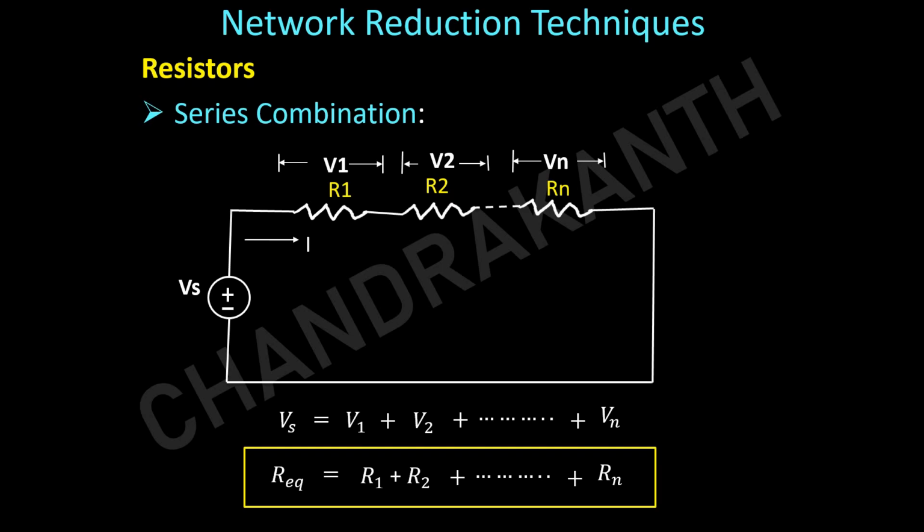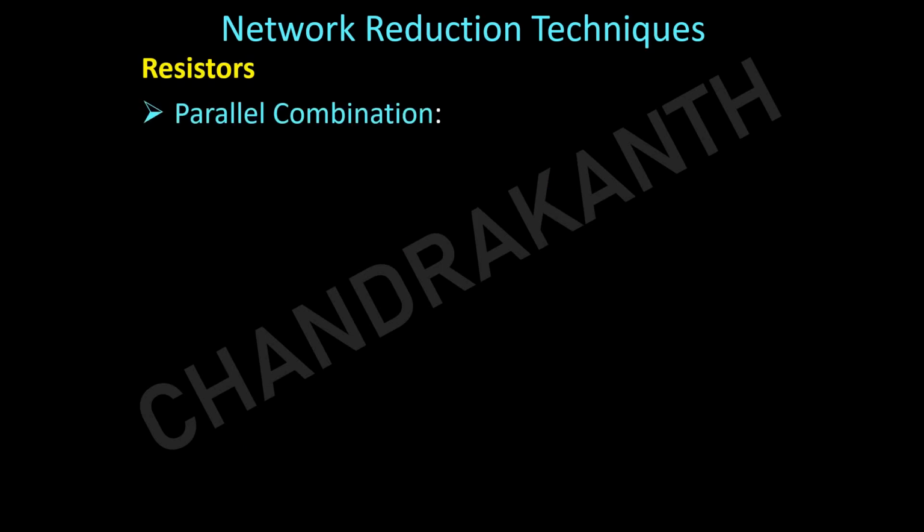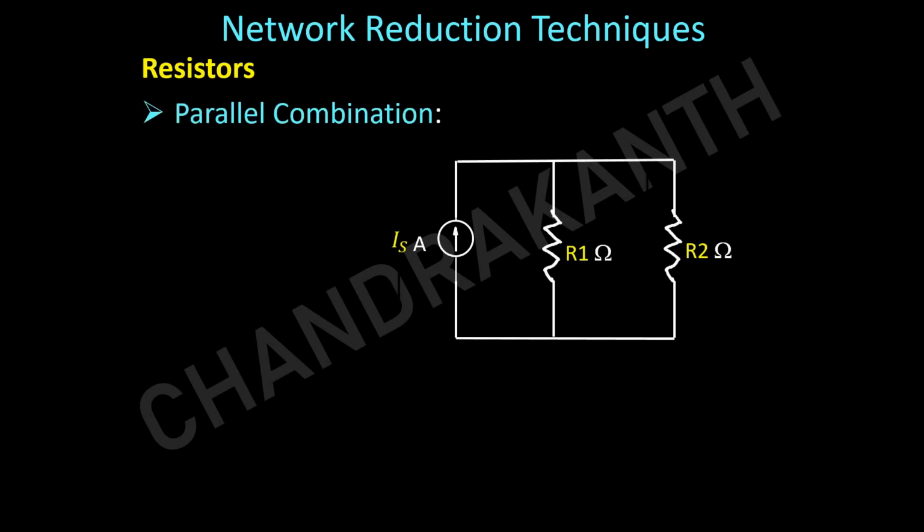Now let us see if the resistors are connected in parallel combination. Let us assume only two resistors are connected. So if you apply KCL at this point, we have the sum of the entering currents, that is Is, equal to the sum of the leaving currents, I1 plus I2. Now we know across the parallel branches the voltage remains the same. So we will apply voltage.